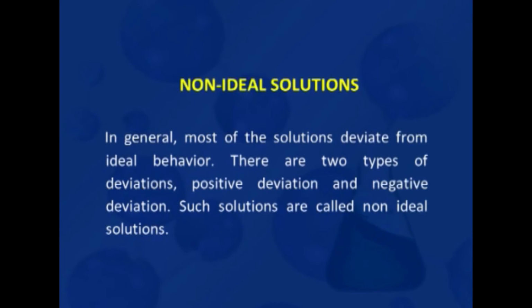Now, we are going to discuss non-ideal solutions first. In general, most of the solutions deviate from ideal behavior. There are two types of deviations, positive deviation and negative deviation. Such solutions are called non-ideal solutions which deviate from ideal behavior. First type of non-ideal solutions are those which show positive deviation.